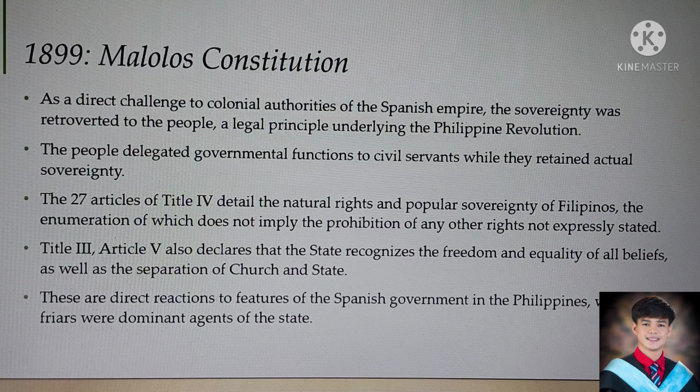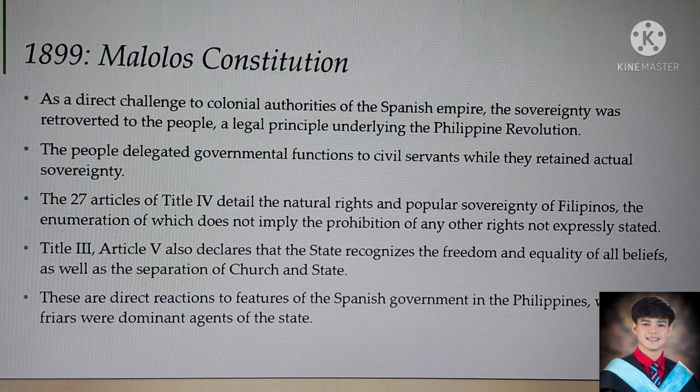These are direct reactions to the Spanish government in the Philippines, where the friars were dominant agents of the state. Kasi dun sa nakalipas na mga pamamahala, pilitan kasi na pinipilit kumbaga yung relihiyon sa tao. Ibig sabihin, kumbaga almost wala kang karapatan na mamili kung ano yung gusto mong paniwalaan. Pero dito nagkaroon ng tinatawag na freedom and equality of all beliefs.